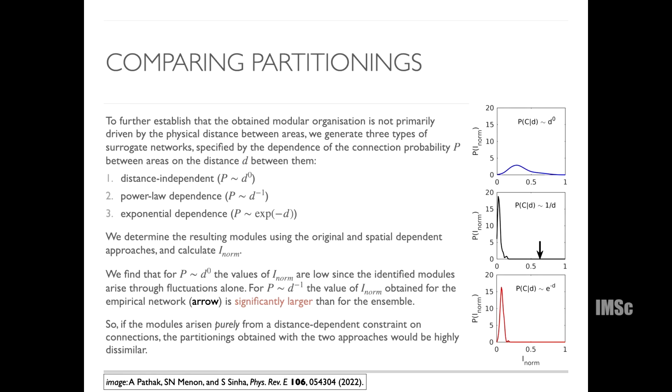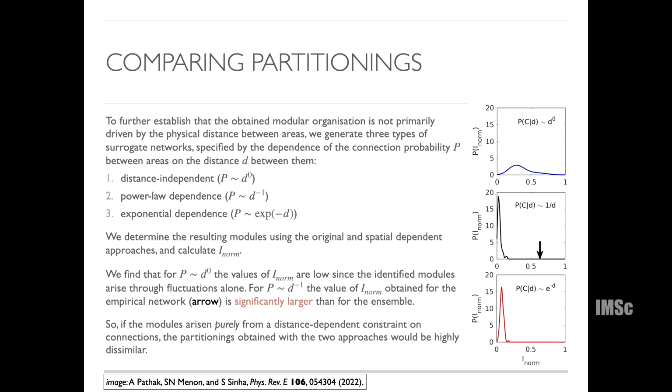So with that, as I said, we want to establish that the modular organization is not primarily driven by the physical distance between the areas, and so we generate 3 types of surrogate networks, which are specified by some dependence of the connection probability on distance. The first case is distance independent. So this is essentially a kind of random network, right?